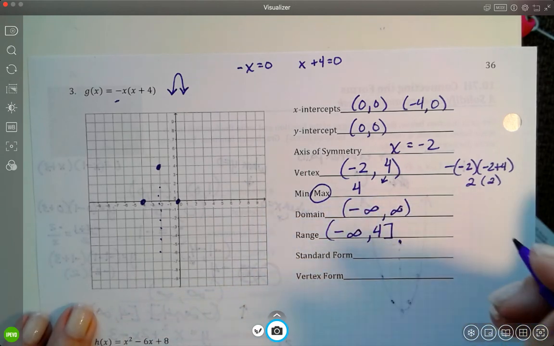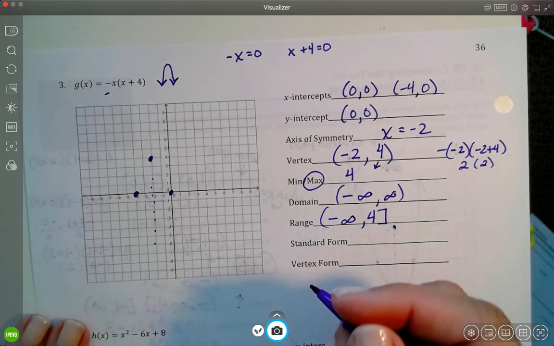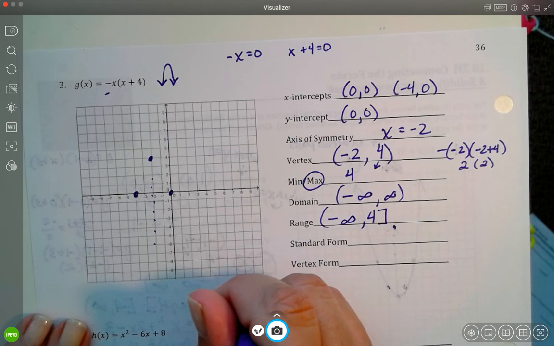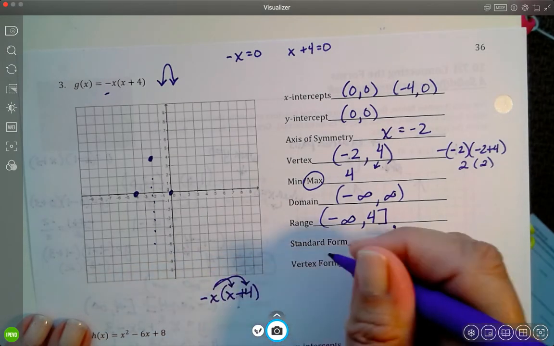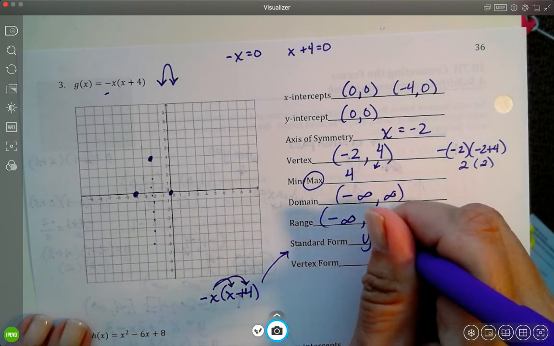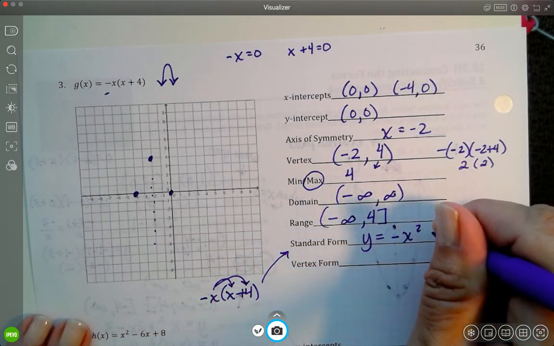And then standard form, I'm going to go ahead and multiply this out. -x times x plus 4. So my standard form is going to be y equals -x squared minus 4x.